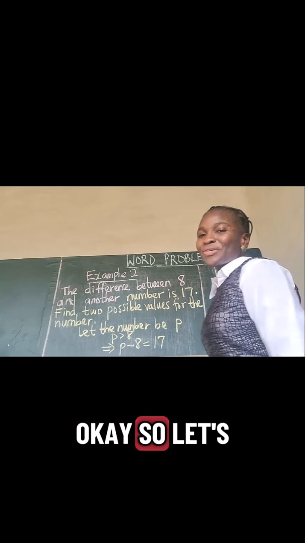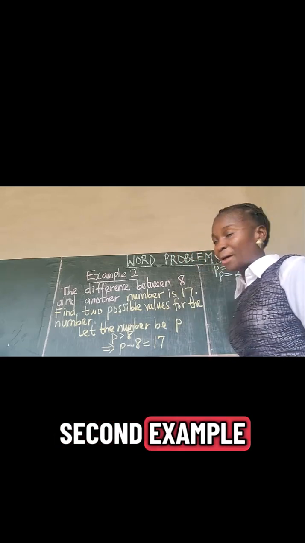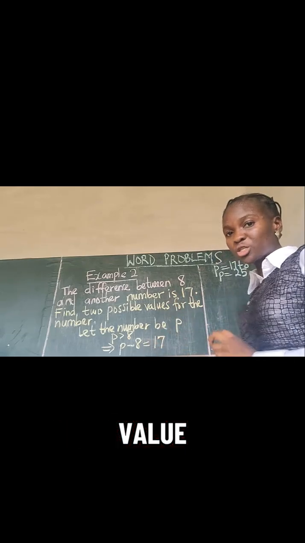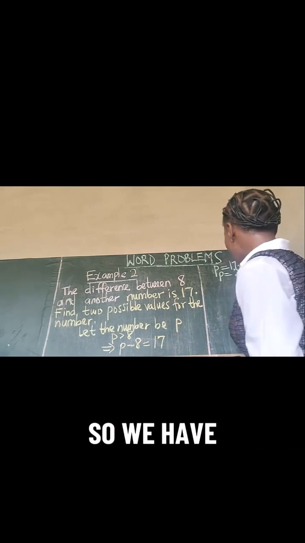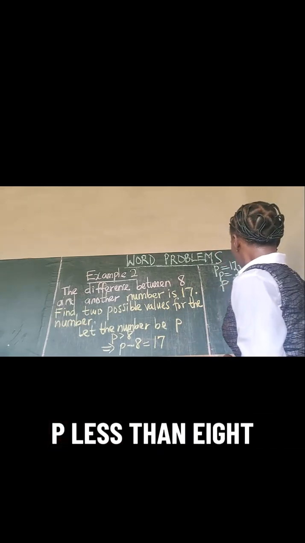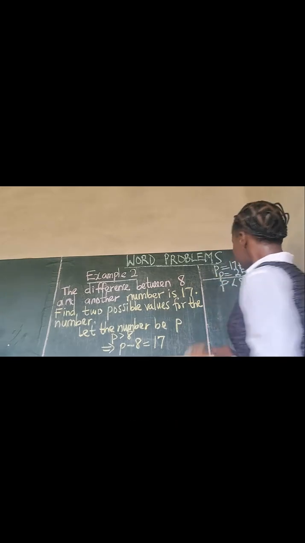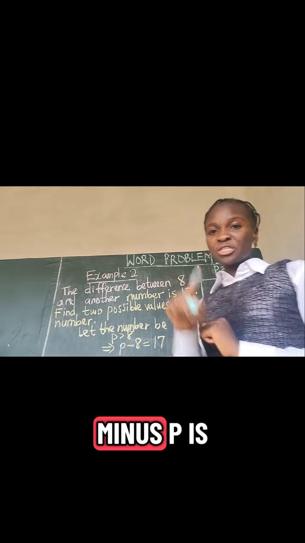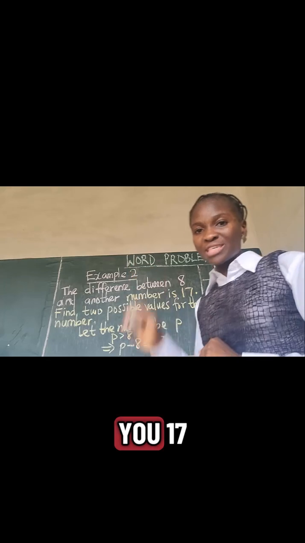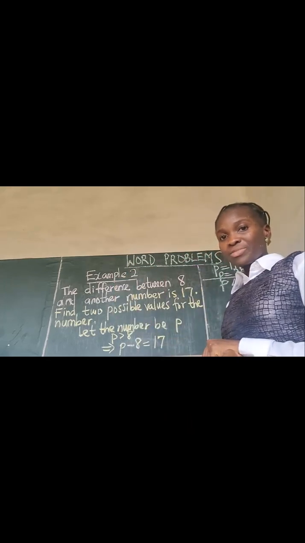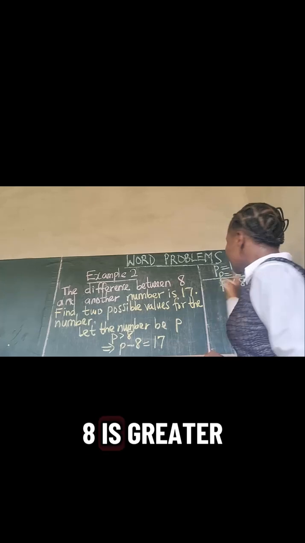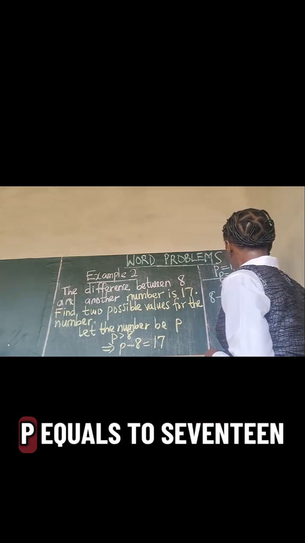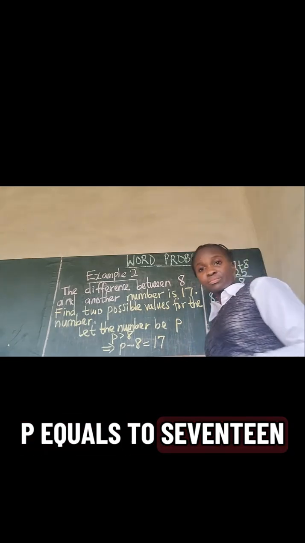Okay, so let's solve that. Let's solve for the second possible value. So we have P less than 8. That means that 8 minus P is going to give you 17, because 8 is greater than P. So 8 minus P equals 17.